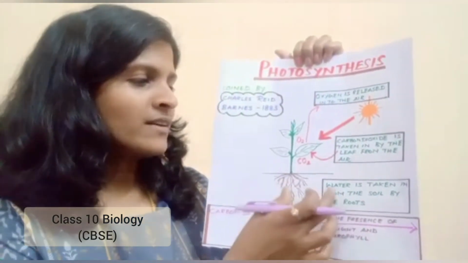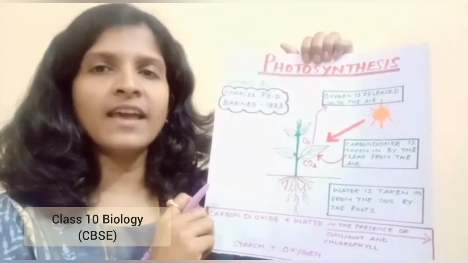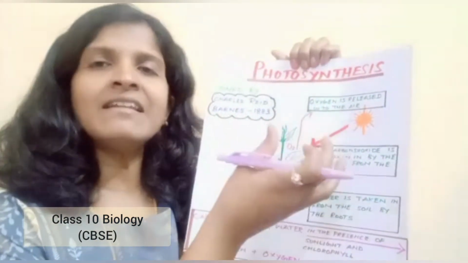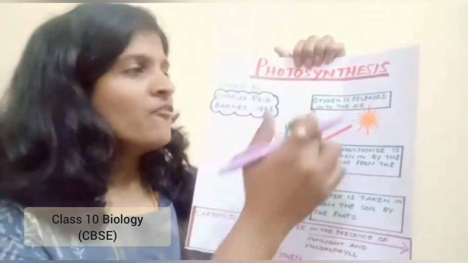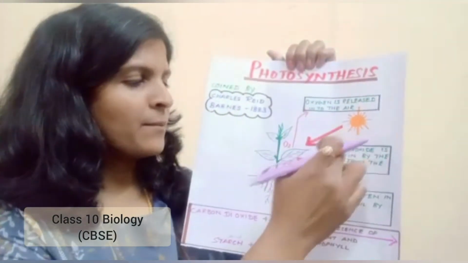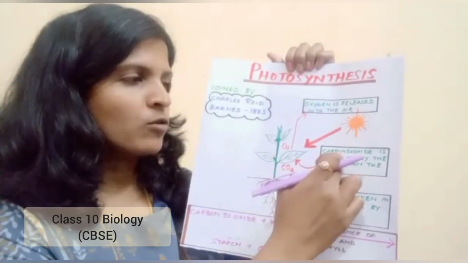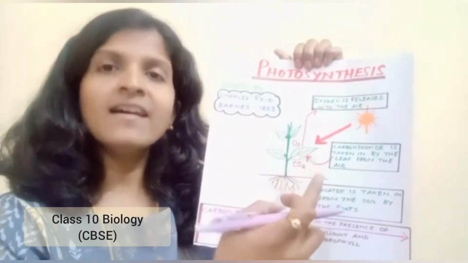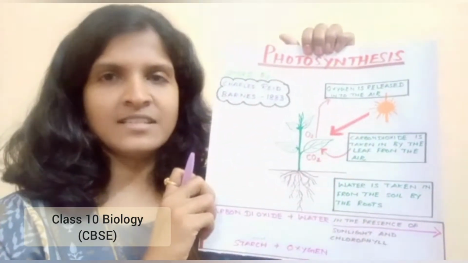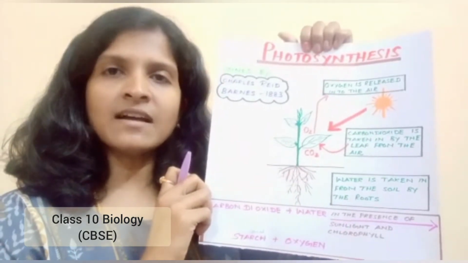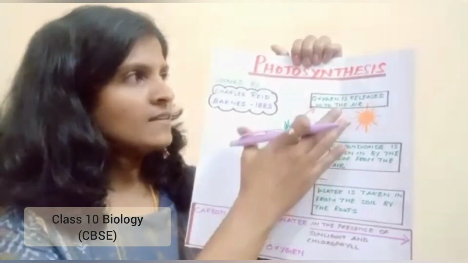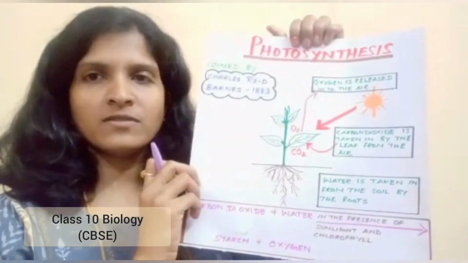First, water is taken from the soil with the help of the root, and after that carbon dioxide is taken by the leaf from the air with the help of sunlight. What will happen? This water and carbon dioxide mix together. Oxygen gets released into the air and starch is also produced. What will happen to the starch? It gets stored in every part of the plant. This is called the photosynthesis process.